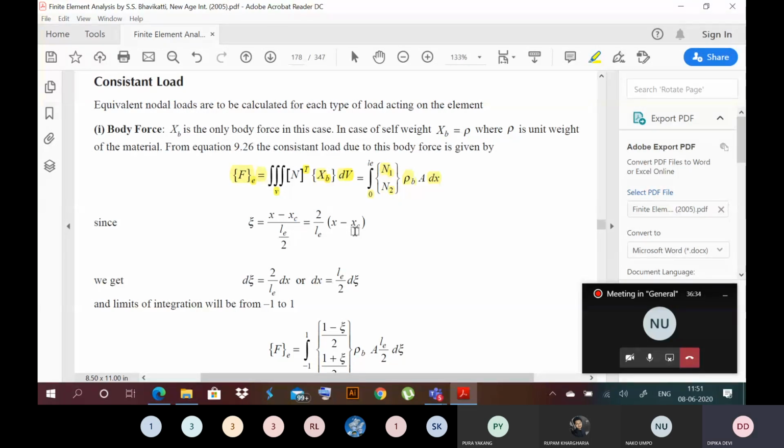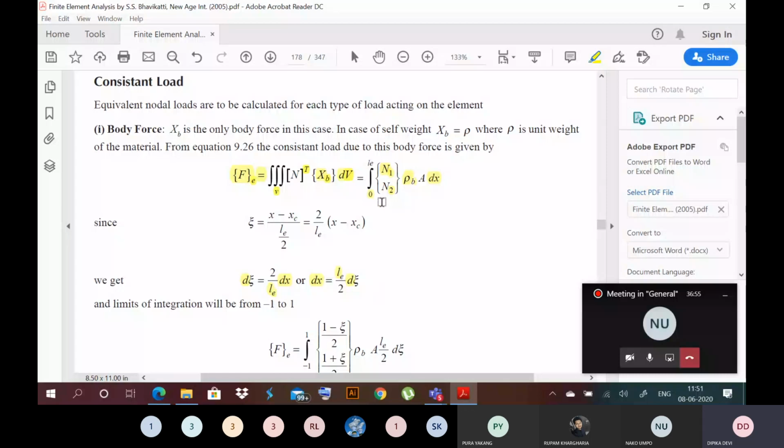It is already given: xi is equal to 2 by le into (x minus xc), where xc is the value of x at the center. It is the same expression, and xc is a constant term. So ultimately from here we get dxi is equal to 2 by le dx. I already gave this expression while explaining yesterday. So dx will be equal to le by 2 dxi.